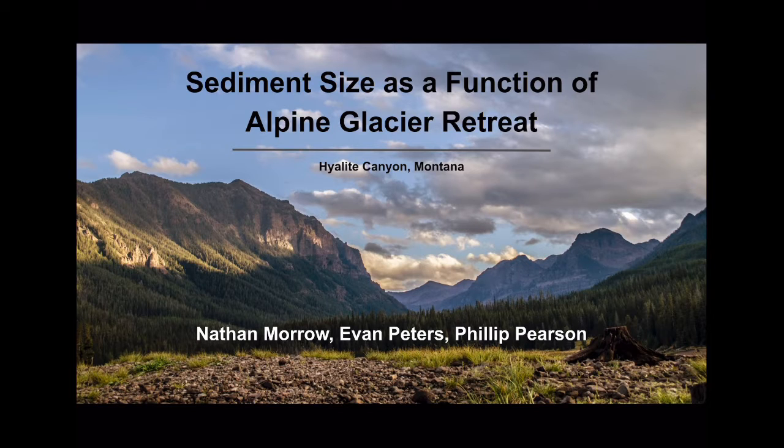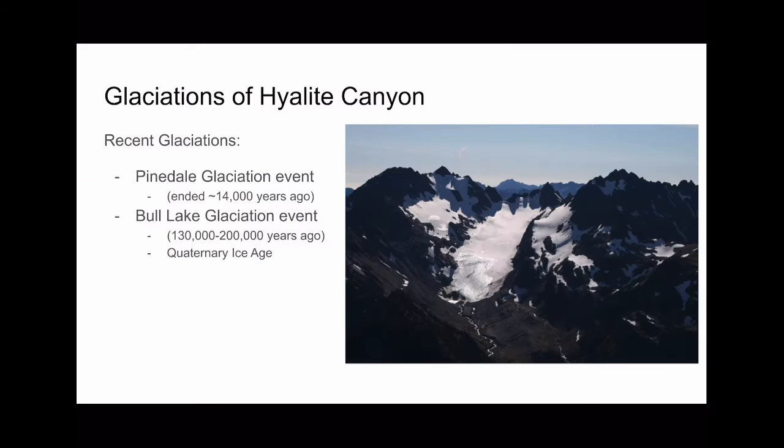Today we are talking about sediment size as a function of Alpine glacier retreat. Specifically, we're taking a look at Highlight Canyon, Montana as our study area to use as an analog for other post-glaciated landscapes. We are taking a look at Highlight Canyon specifically because of the prominence of both the Pinedale glaciation and the Bull Lake glaciation events. The Pinedale glaciation event happened more recently and ended about 14,000 years ago, and the Bull Lake glaciation is a bit older, between 130 and 200,000 years ago. It was a bit larger, the ice made it further down the canyon, and this happened during the Quaternary Ice Age.